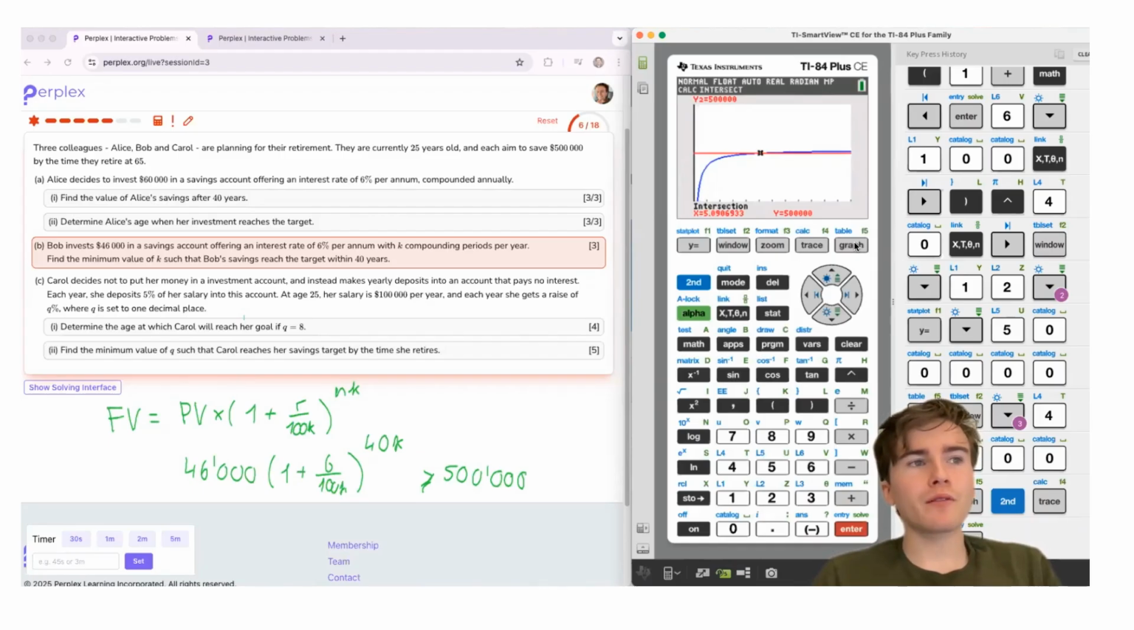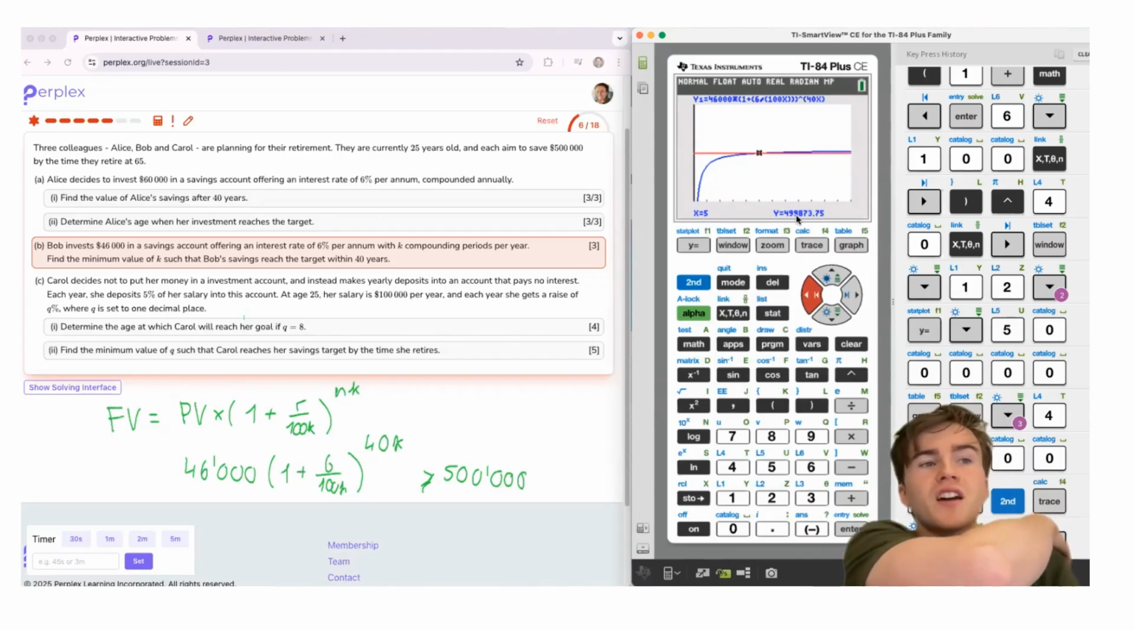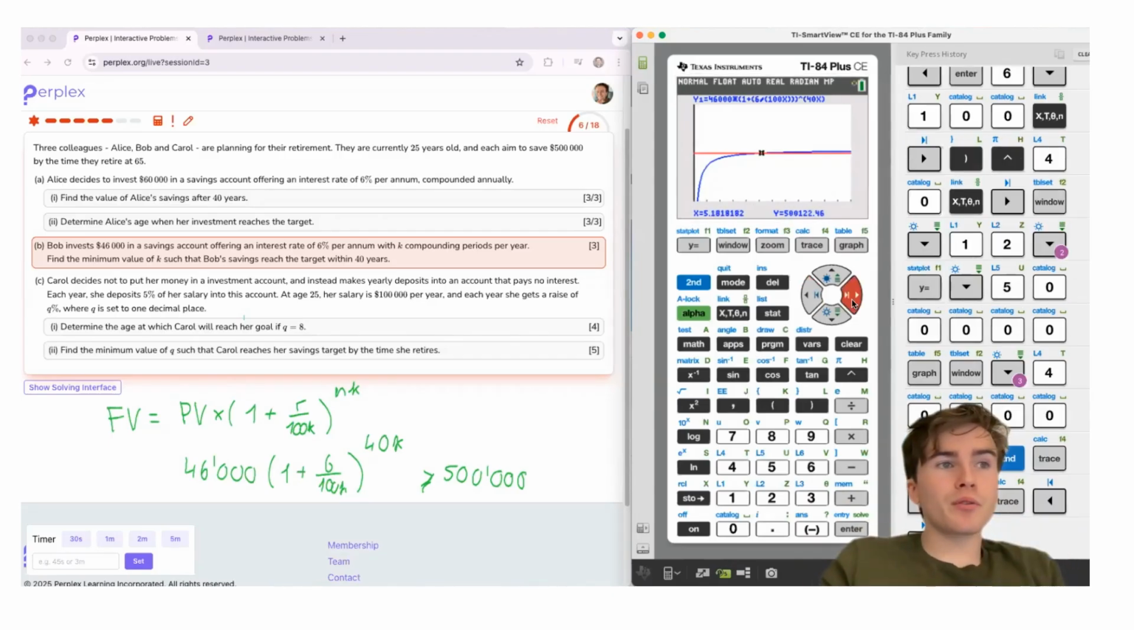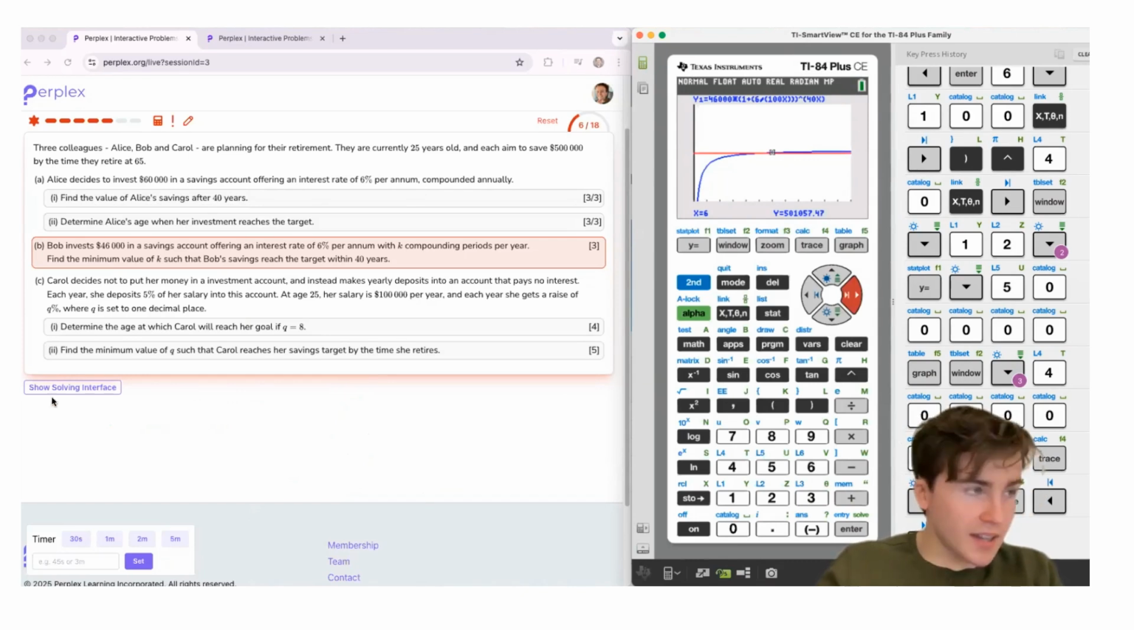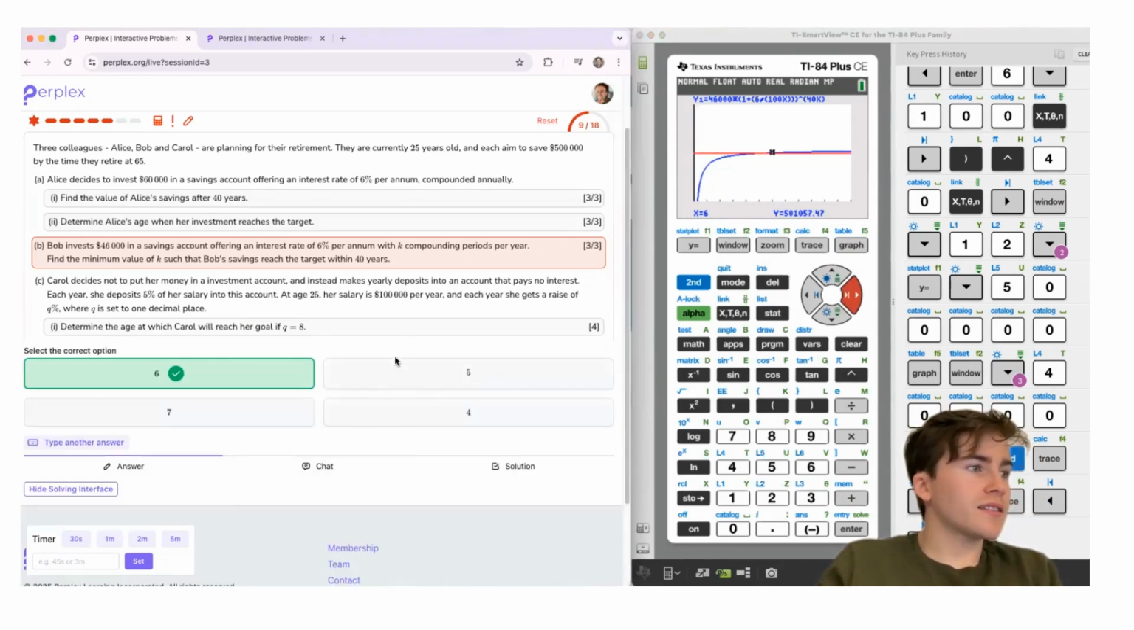I can't compound 5.09 times per year. I have to compound either 5 or 6. But if I did 5, I would be to the left here. I would be at 5, which would only get me to 499,000. I wouldn't have enough, or Bob wouldn't have enough to retire. So we actually need to round up to 6, at which point he's going to have 501,000. So the answer here is k is equal to 6.